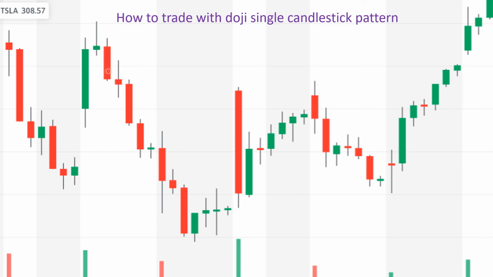So we have to wait for this confirmation candle. As soon as this confirmation candle passes the close price or the low price of this candle, you can enter the market and put your stop loss maybe 1 or 2 ATR above the high of this doji.